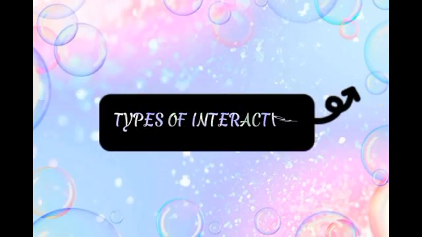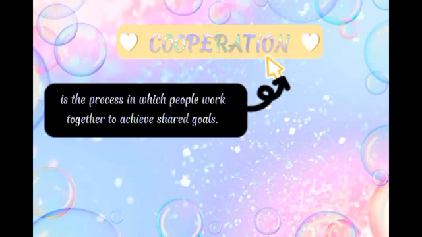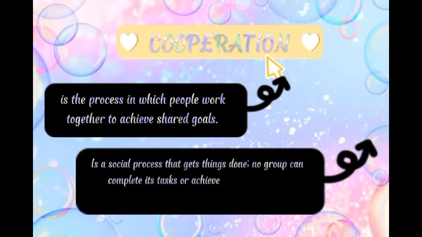Types of interaction. Cooperation is the process in which people work together to achieve shared goals. It's a social process that gets things done. No group can complete its task or achieve its goals without cooperation from its members.